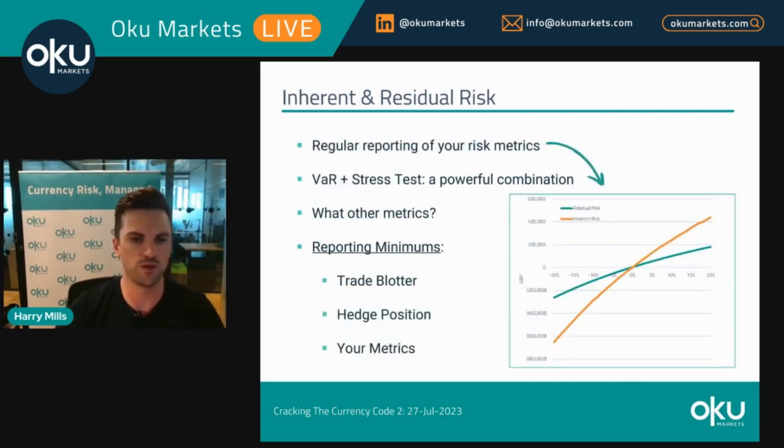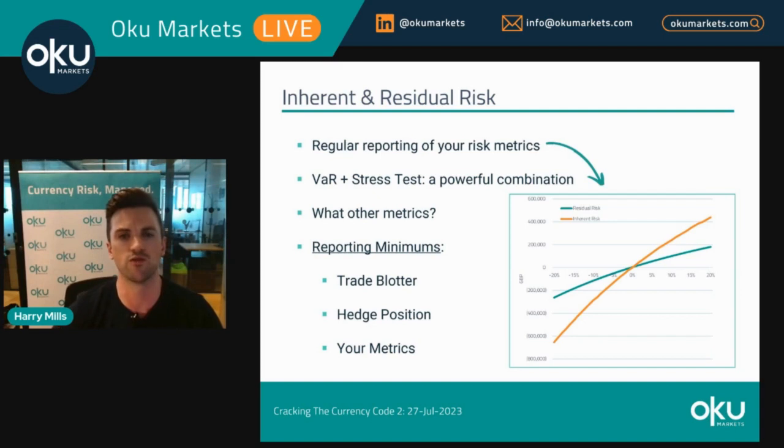And again, with the inherent and residual risk, here's a little chart of a stress test. I think we used this in the last session as well. And we'd really recommend maintaining a regular rhythm for reporting on your risk level, whether that's monthly or quarterly, from the finance team up to the board. And again, you should definitely have a benchmark for your various risk metrics.